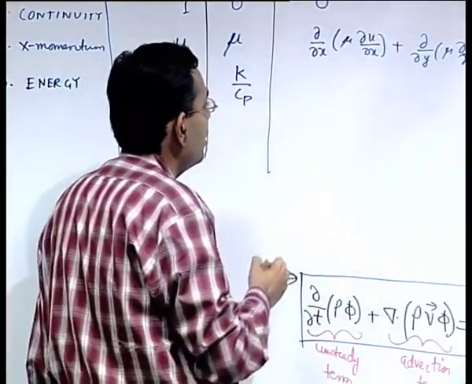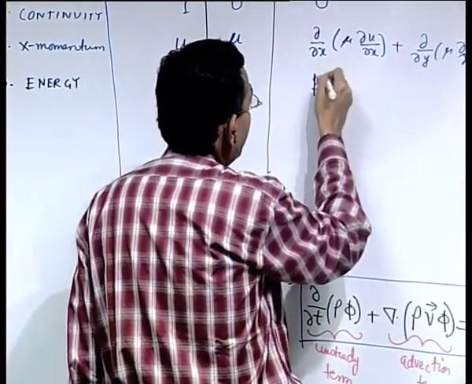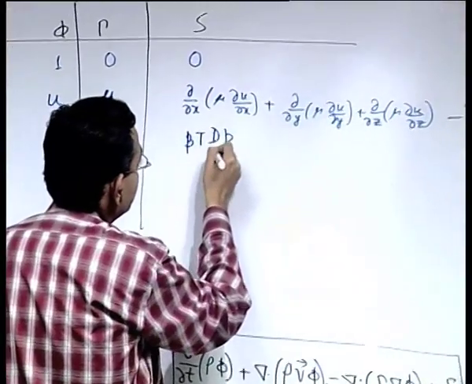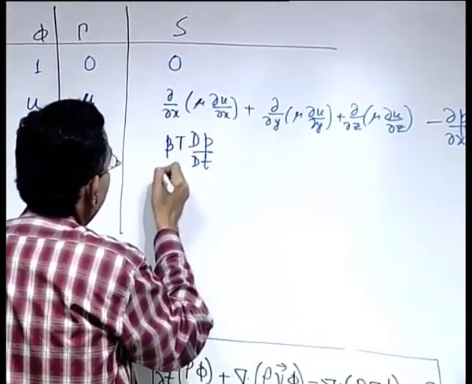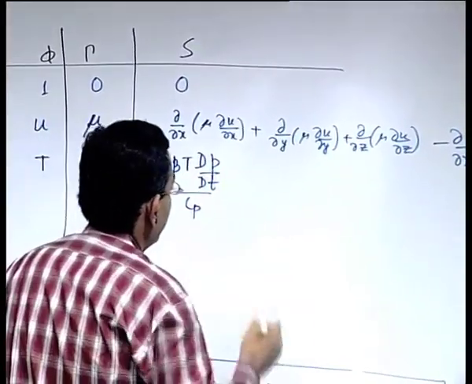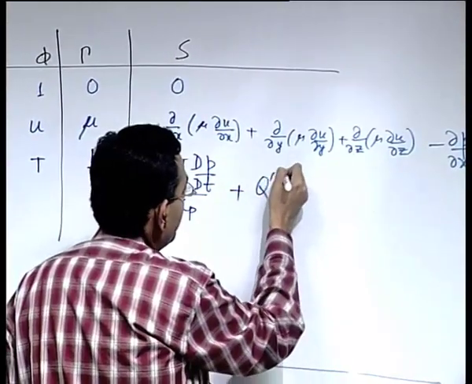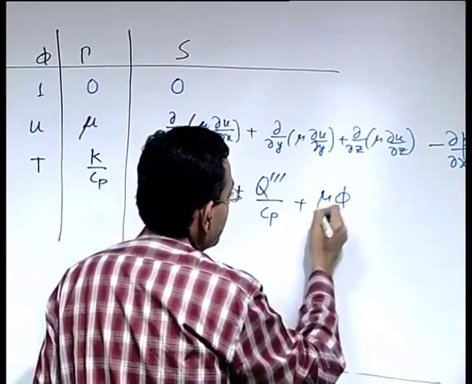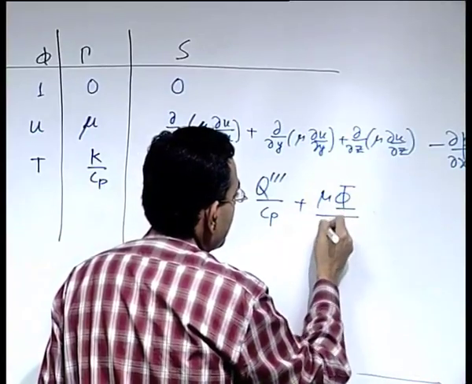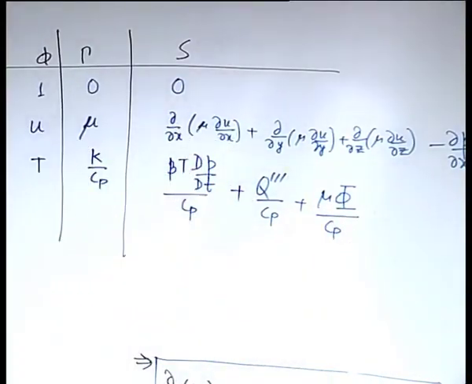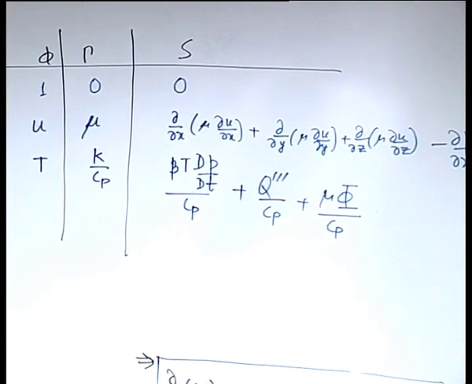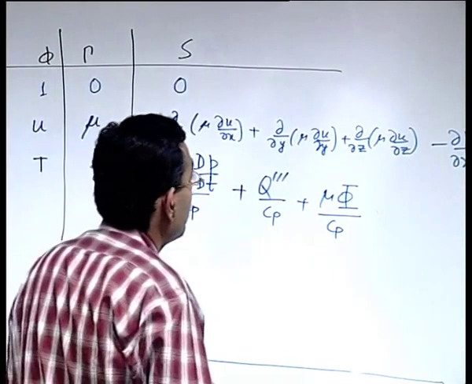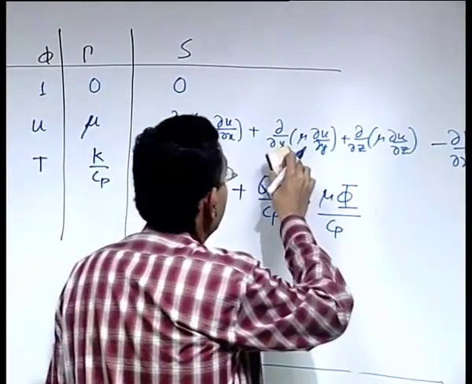And what will be this one? So you have beta T dP/dt divided by Cp, plus volumetric heat generation by Cp, plus viscous heating, viscous dissipation by Cp. Only one term, right?